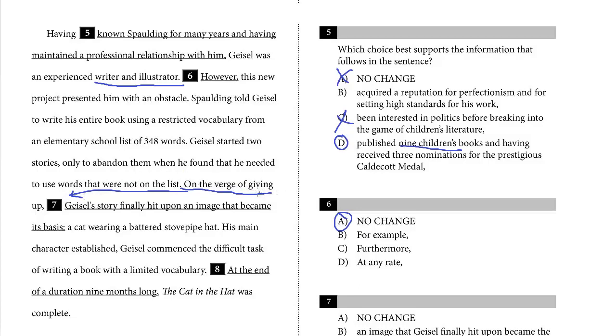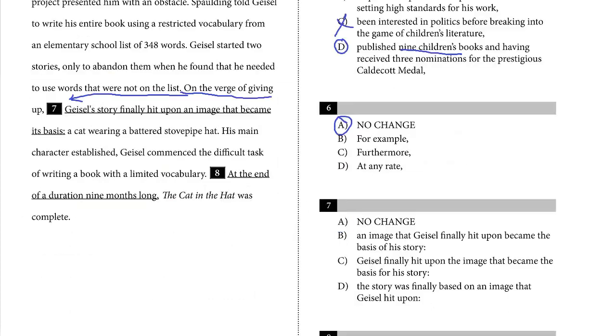On the verge of giving up. So who was giving up? It wasn't a story. That doesn't make any sense. It is a person. Let's take a look at the choices. It's not an image. It's not a story. It has to be C. You could just look at this first word and get this right. On the verge of giving up. Who was giving up? Geisel finally hit upon the image that became the basis for his story. This is an automatic question, so just make sure you look out for that. His main character established.